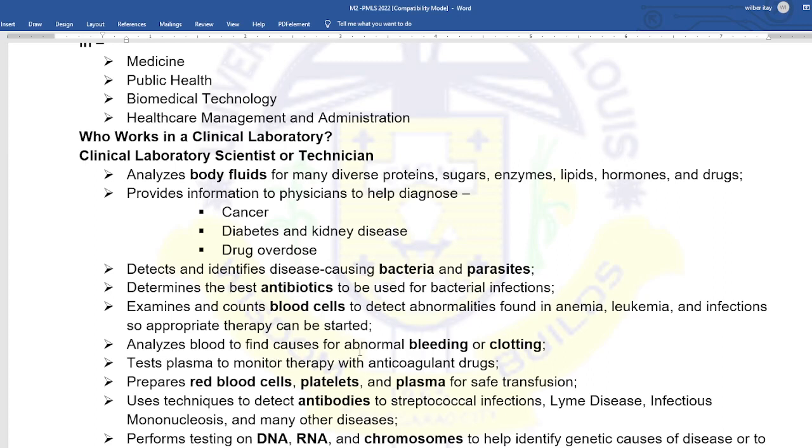Analyzes blood to find the causes of abnormal bleeding or clotting through bleeding time, clotting time, or prothrombin time, and activated partial thromboplastin time. So actually, this is specific. Ini-specify niya kung ano yung mga pwede natin gawin sa lab. Test plasma to monitor therapy with anticoagulant drugs. Okay, so ganun din sila APTT, PT. Prepares red blood cell, platelet, and plasma for safe transfusion.